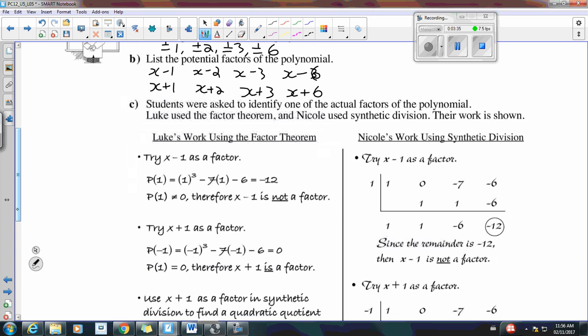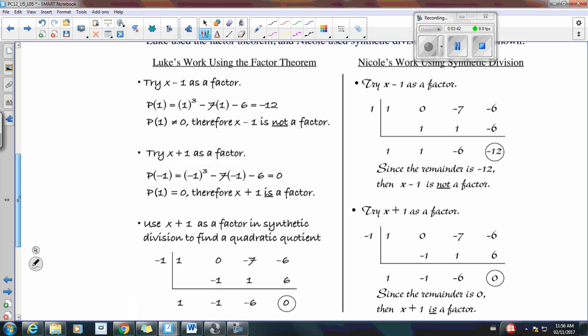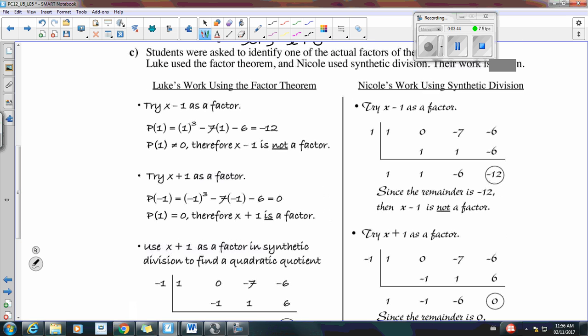Students were asked to identify the actual factors of the polynomial. Luke used the factor theorem, Nicole used synthetic division. So we'll look at Luke's work first. He tried x minus 1. He substituted the zero of that in, which is 1, and he got negative 12. That tells us it's not a factor because we need it to equal 0.